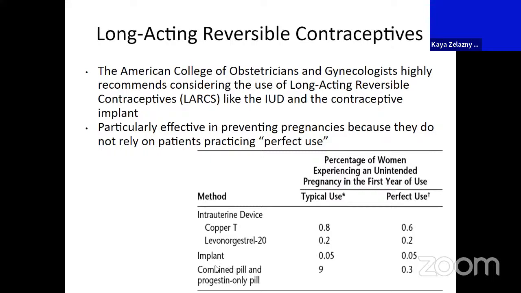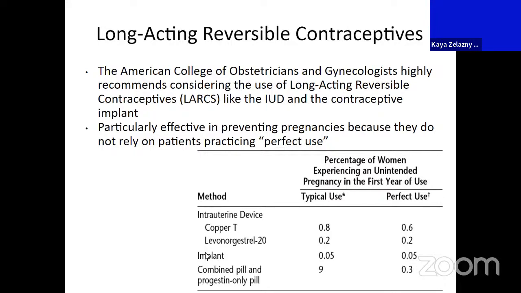So here we can see what the combined oral contraceptive pill is like. During typical use, 9% of women will still get pregnant with that combined pill. Now, with perfect use, that does drop down to 0.3, but that means very exact timing. That means none of those other contraindicators like antibiotics or vomiting or any of those things come into play. So from the study, it's somewhat tricky to be a perfect user here.